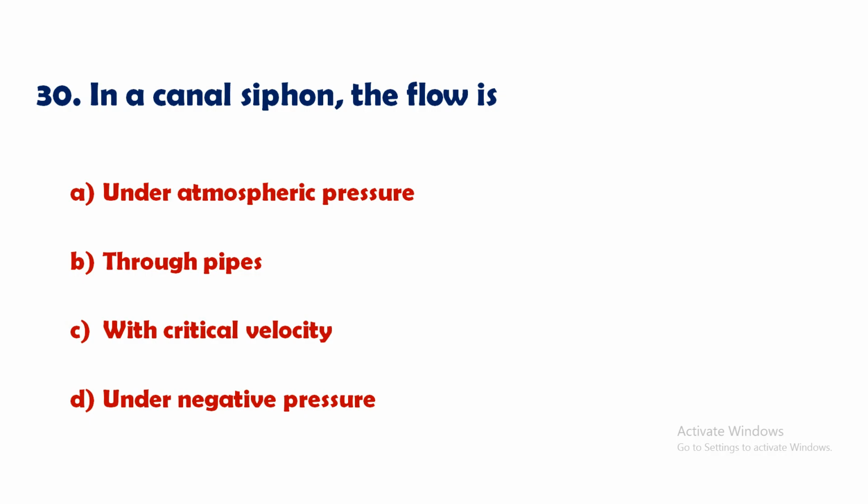In a canal siphon, the flow is under atmospheric pressure, through pipes, with critical velocity, under negative pressure. The answer is, in a canal siphon, the flow is through pipes.